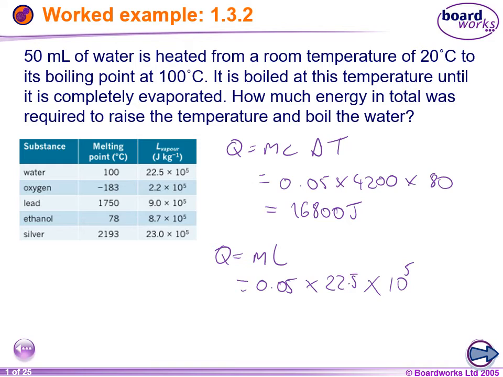So that is 112,500 joules. So to get our total amount of energy required, we just need to add those two numbers together. So our total Q is equal to 129,300 joules, or 129.3 kilojoules.